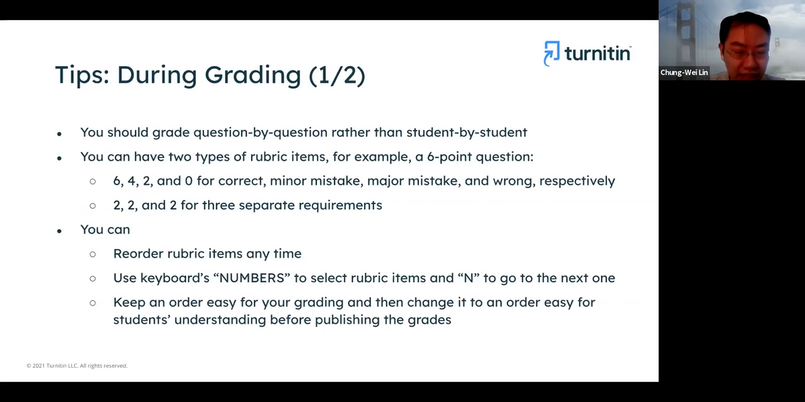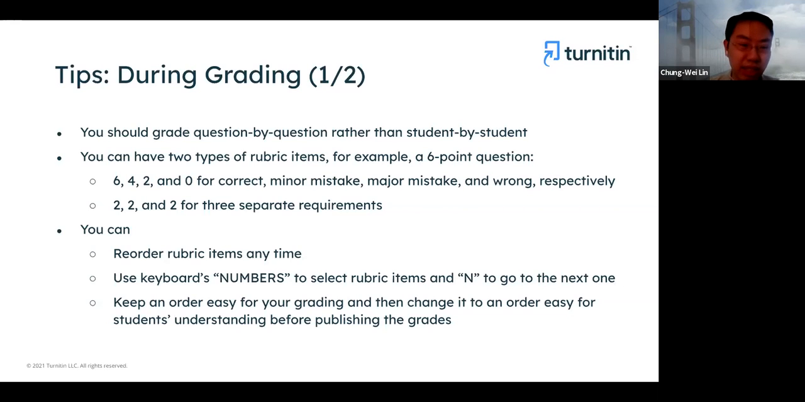Okay, and I think that's very important, also mentioned by Matt and Maggie, that you should grade question by question rather than student by student so that it can become very consistent. And you have different kinds of rubric item design. For example, if you have a 6-point question, you can say 6, 4, 2, 0 points for correct, minor mistake, major mistake, or totally wrong.